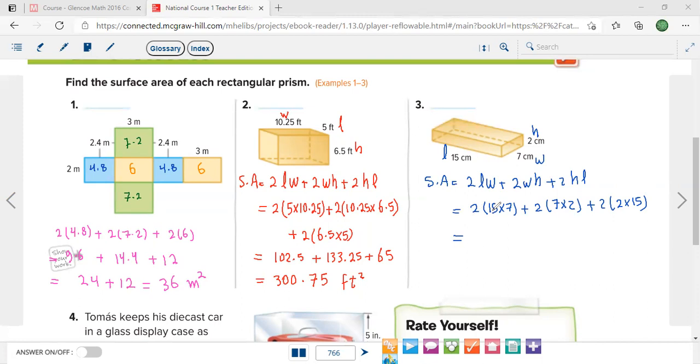Two multiplied by 15 is 30. 30 by 7, 210. 2 times 2 is 4 by 7, 28. 2 by 2 is 4 by 15, 60. 210 and 60, 270. And 270 plus 28 will give you 298 centimeters squared, because this is an area, surface area. It's an area.